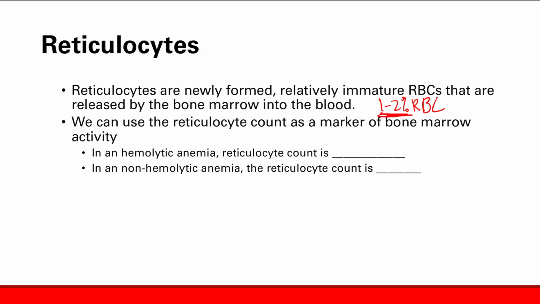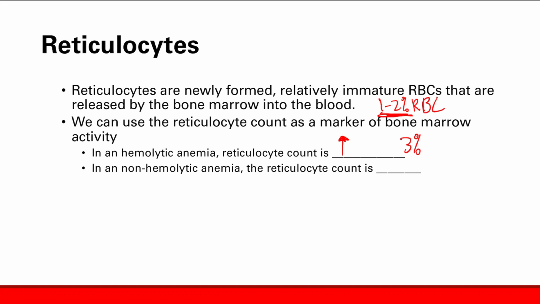This is the reticulocyte count. So in a hemolytic anemia, what's going to happen to your reticulocyte count? You're losing a lot of red blood cells. Your bone marrow wants to replenish them, so it's going to have increased activity. You're going to have an increased reticulocyte count. So even a 3% reticulocyte count is going to be an increased reticulocyte count. Now in a non-hemolytic anemia, what's the problem?